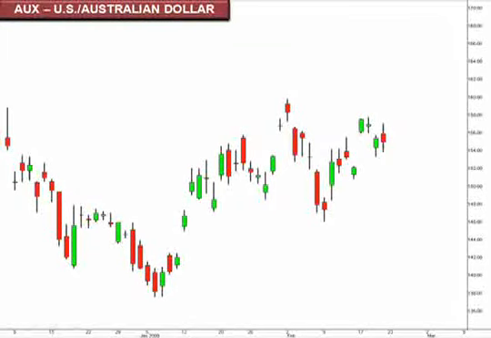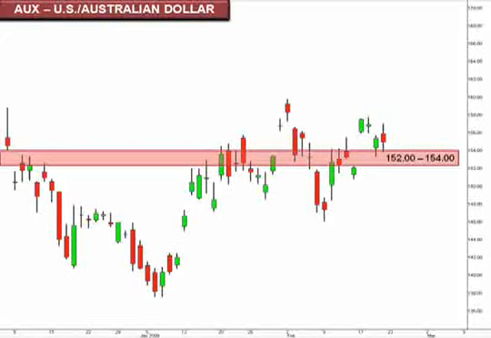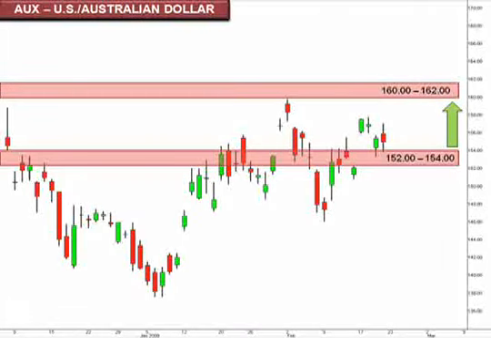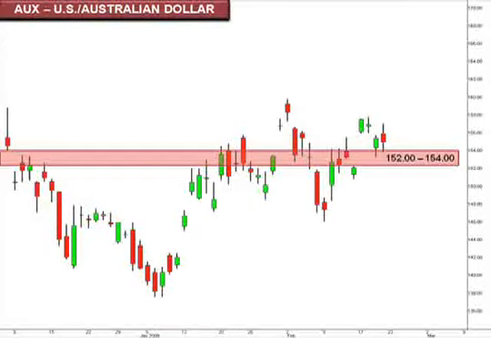Well, the AUX, the US versus the Australian dollar, appears to have formed a continuation diamond, suggesting the possibility of a push higher. At this point, we are seeing a test for support at the higher range of our 152 to 154 focal zone. A bounce here opens the window for a move towards the 160 to 162 range. Failure to hold this level and the pair value is likely to migrate south back down towards that 146 to 148 box. Let's wrap things up with a look at a few of our key points.